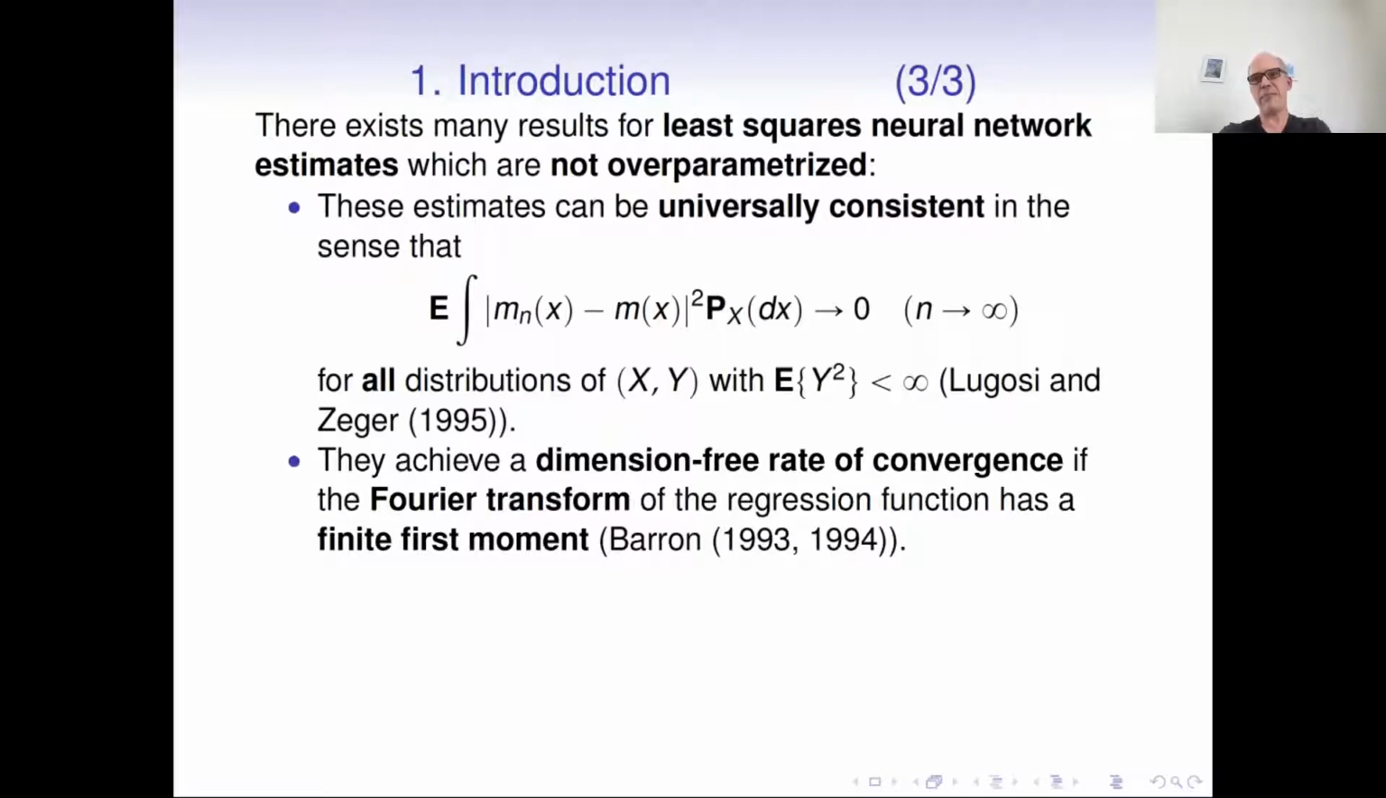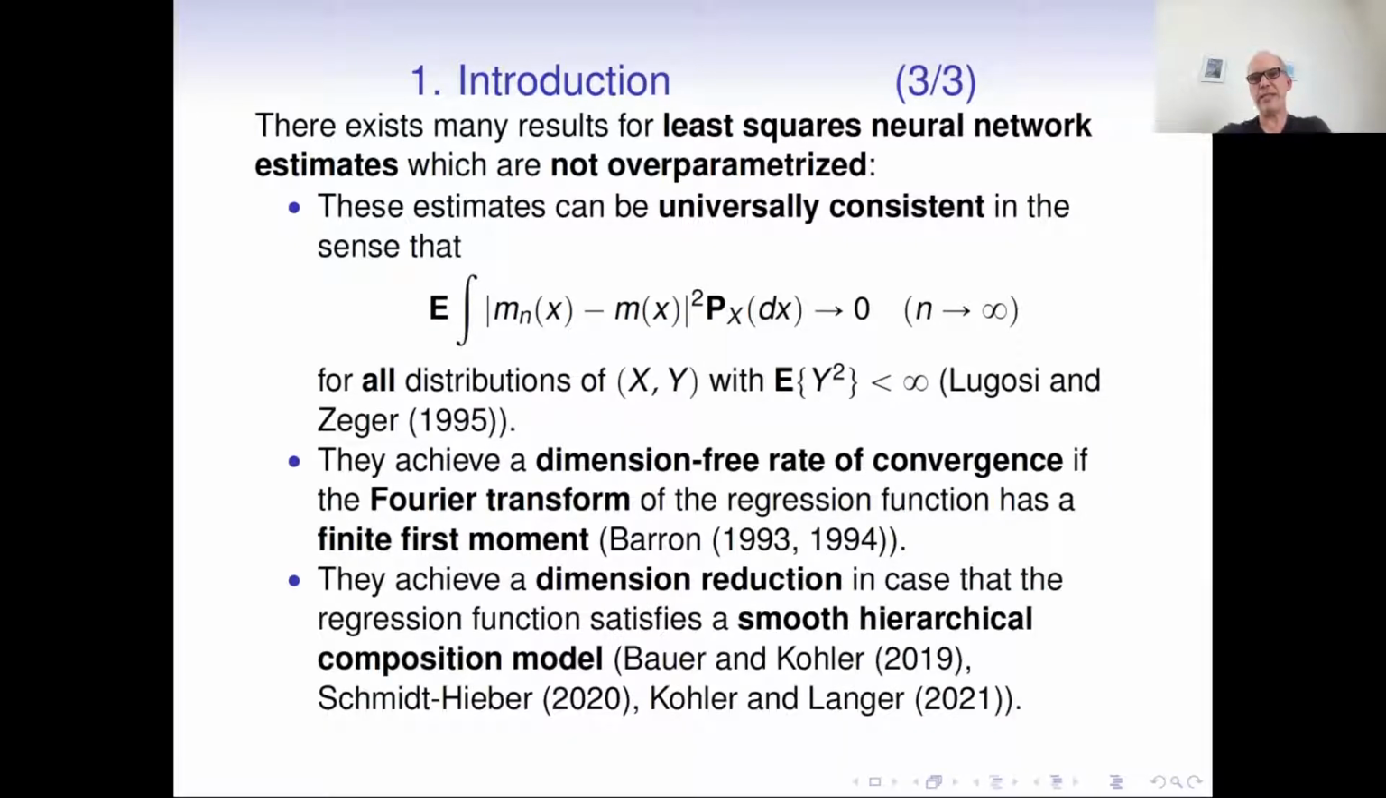There's also, by now, I think, a classical result from Andrew Barron from 1993, 1994 concerning the rate of convergence of least squares neural network estimates with one hidden layer, showing that they can achieve a dimension-free rate of convergence in case the Fourier transform of the regression function has a finite first moment. And then more recently, in the last 3-4 years, it was shown that least squares estimates based on deep neural networks have some nice property.